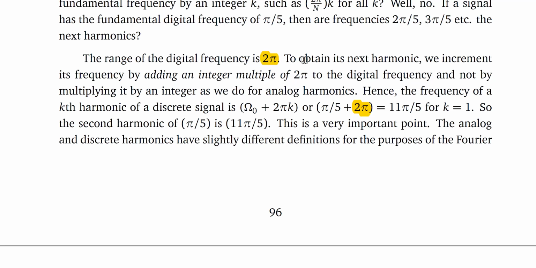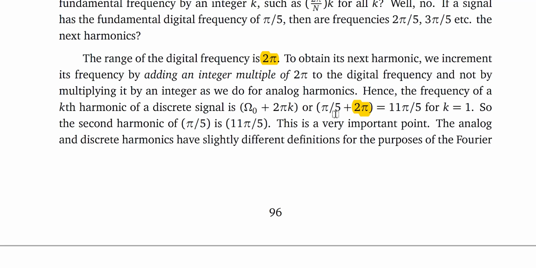So to obtain its harmonic, we increment its frequency by adding an integer multiple of 2 pi to the digital frequency, and not by multiplying it by an integer. We wouldn't say it's 2 pi, 3 pi, 4 pi, etc., as we do for analog harmonics. So the frequency of a kth harmonic of a discrete signal would be omega 0 plus 2 pi k.